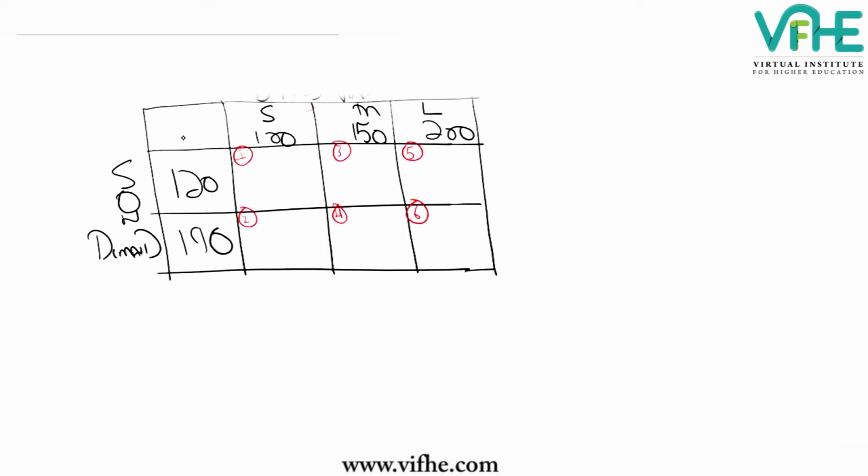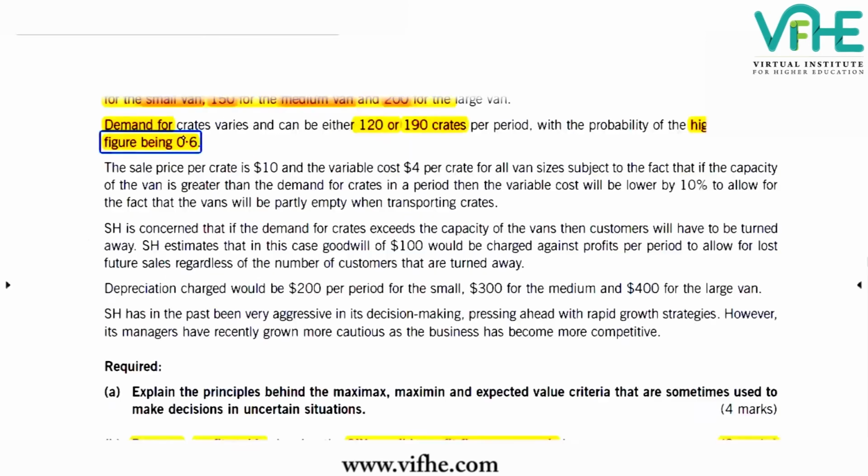Now we need to calculate 6 profit figures. For that, let's go back to the question and read further information. You all know how to calculate profit. It's very simple: sales minus cost is profit. The selling price per crate is 10 and the variable cost per crate is 4 for all the van sizes, subject to the fact that, and this is important to understand, if the capacity of the van is greater than the demand in a period, then variable cost will be lowered by 10% to allow for the fact that vans will be partly empty when transporting crates.